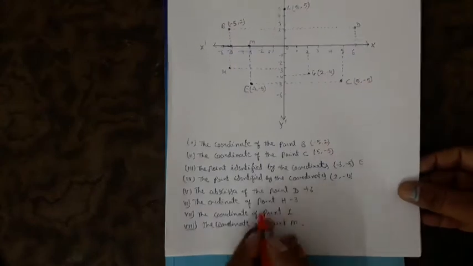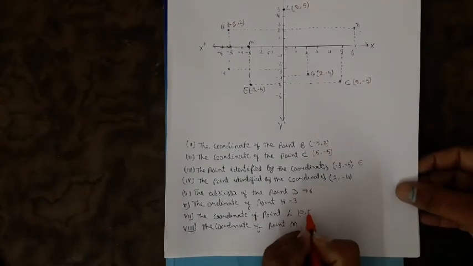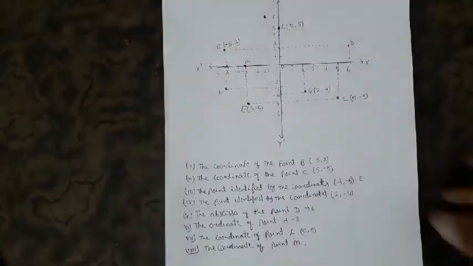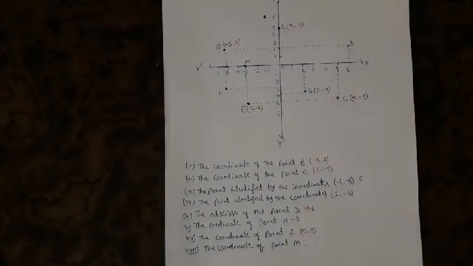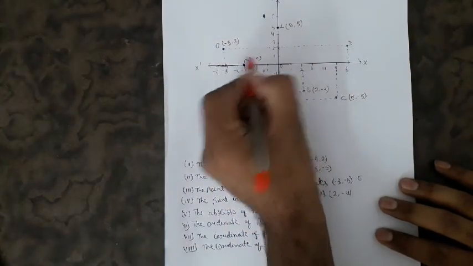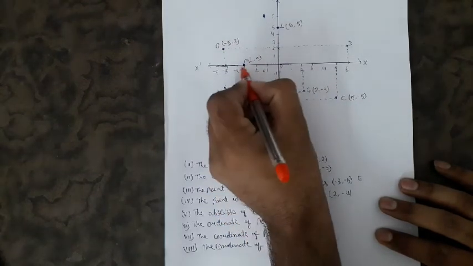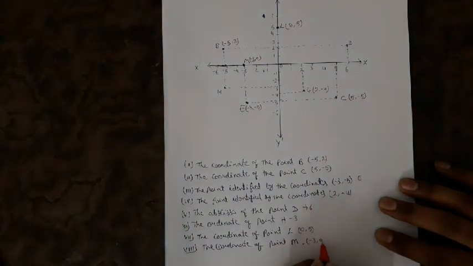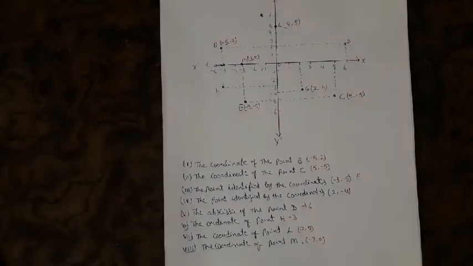This thing you must have understood. So 0 and 5. Last thing, we have the coordinates of M. M is on the x-axis, which means the value of y would be 0. If a point lies on the x-axis, the value of y will be 0, and if the point is lying on the y-axis, then the value of x would be 0. Here M is lying on the x-axis, so the value of y would be 0, and it is lying on -3. So the coordinates of M would be -3 and 0. Okay, so this was the second and last question of exercise 3.2.